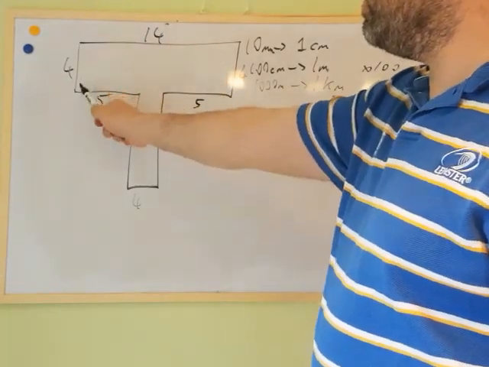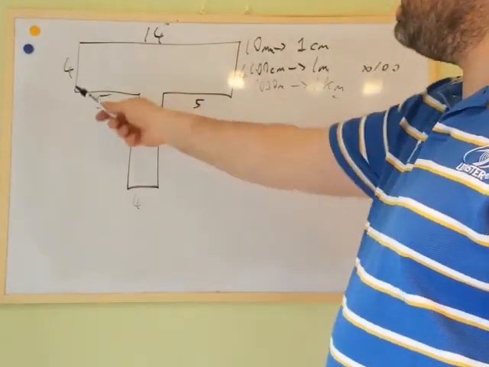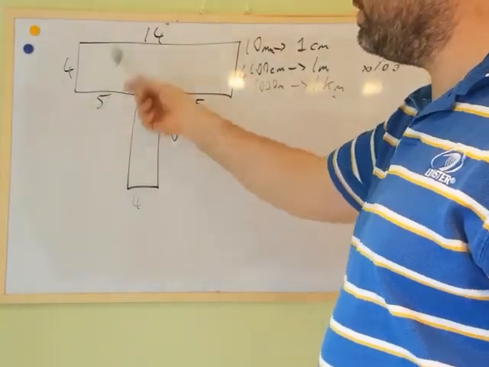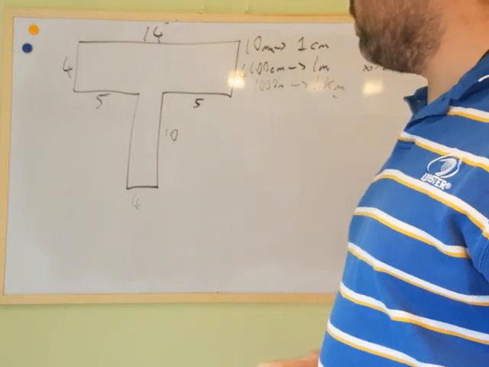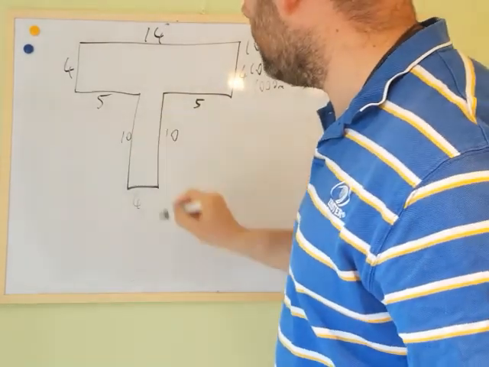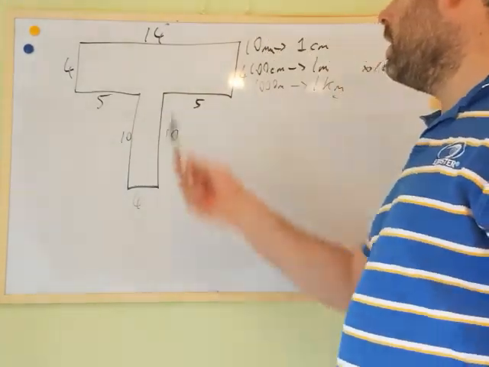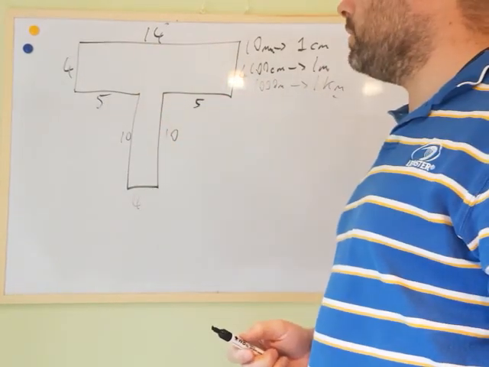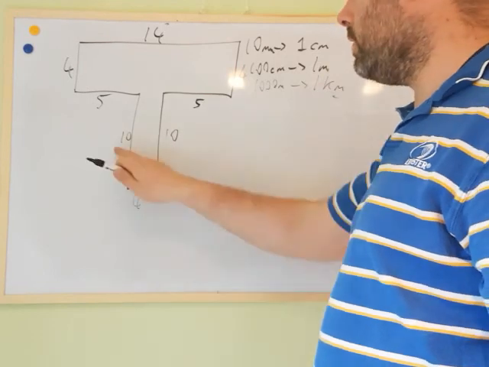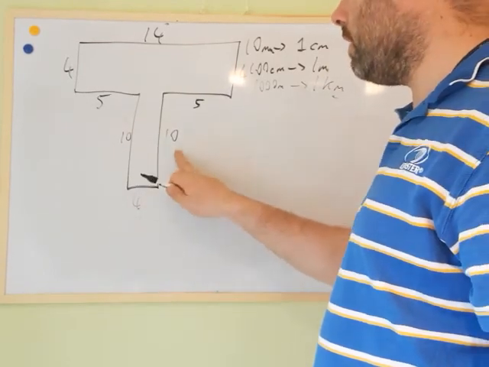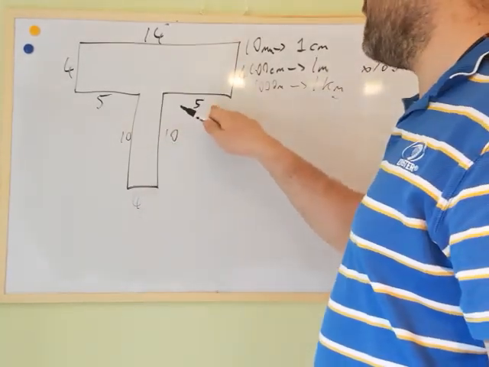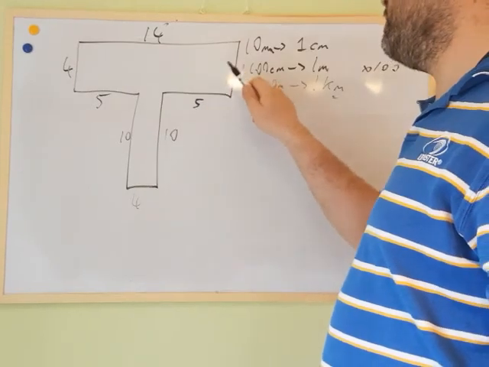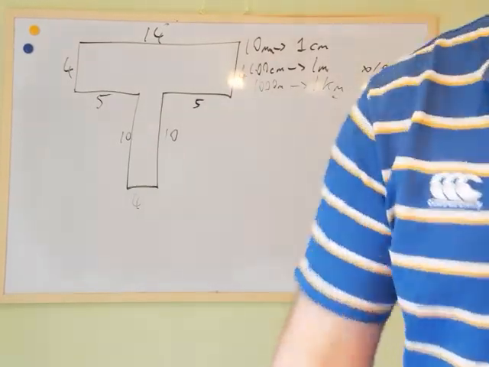I forgot to put in the length here, so let's start that again. 14 plus 4 is 18, 18 plus 5 is 23, plus 10 is 33, plus 4 is 37, plus 10 is 47, plus 5 is 52, plus 4 is 56, okay?